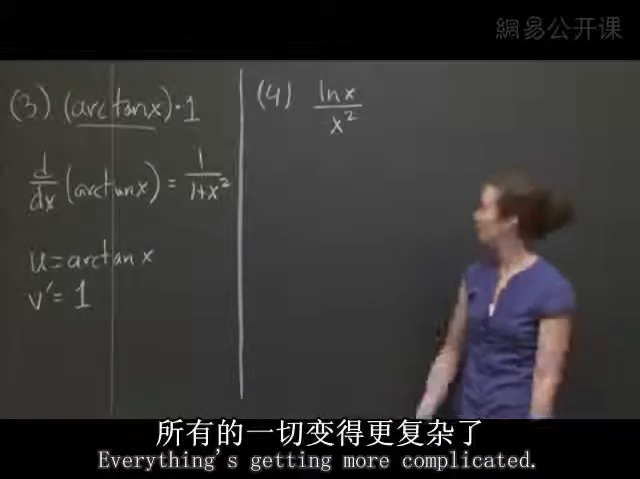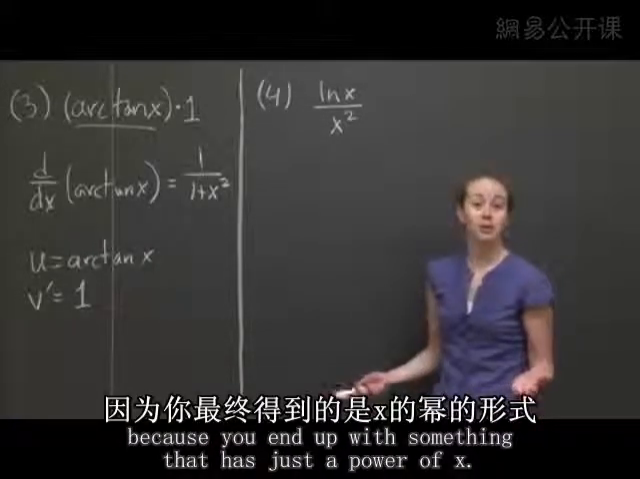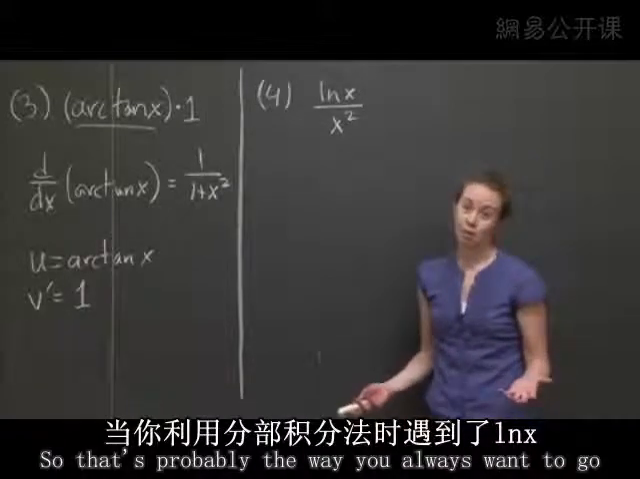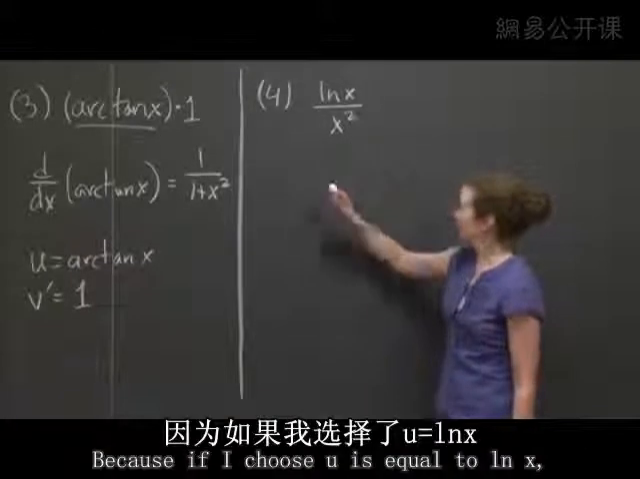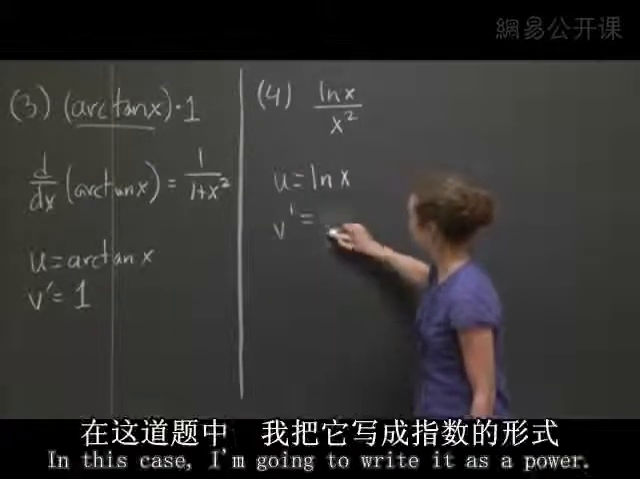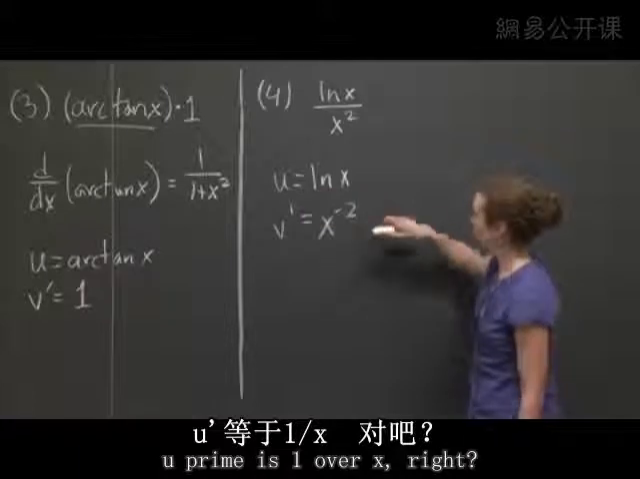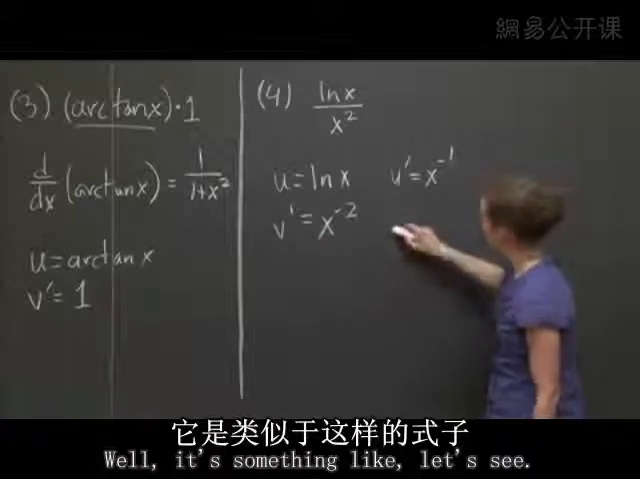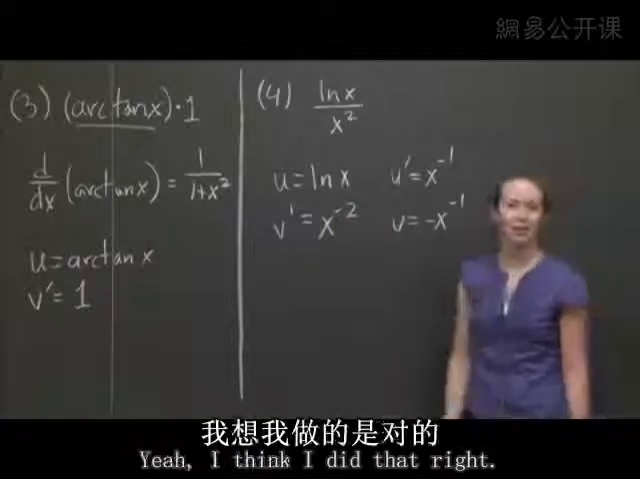Everything's getting more complicated. But natural log of x has a very nice derivative because you end up with something that has just a power of x. Derivative of natural log of x is just 1 over x. So that's probably the way you always want to go when you see natural log of x in these integration by parts techniques. Because if I choose u is equal to ln x, and then v prime, in this case, I'm going to write it as a power. Let's think about what happens. u prime is 1 over x, right? So u prime is x to the minus 1. What's v? Well, it's something like, let's see, negative x to the minus 1, something like that, right? Let's make sure I did that right. Yeah, I think I did that right.